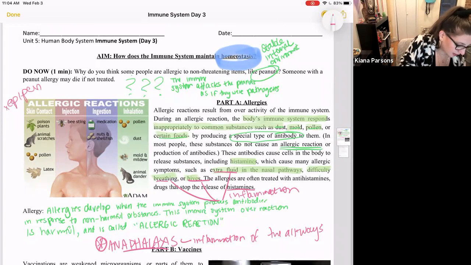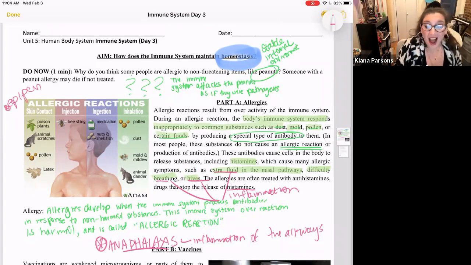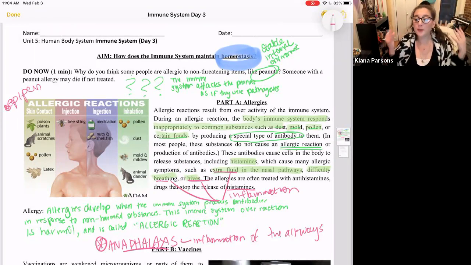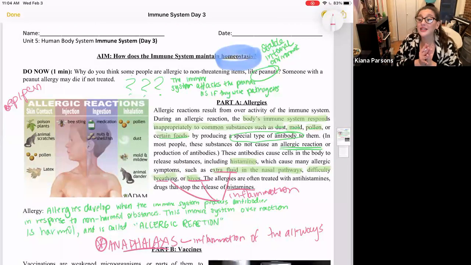And an EpiPen stops anaphylaxis or halts this immune response through the release of epinephrine, which is a hormone that is typically released in response to like excitable events. But this epinephrine prevents inflammation, causes your body to sort of calm down in an immune response, but it also makes your heart race and can have other bad side effects. But of course, it's very critically important to people that might develop anaphylaxis.